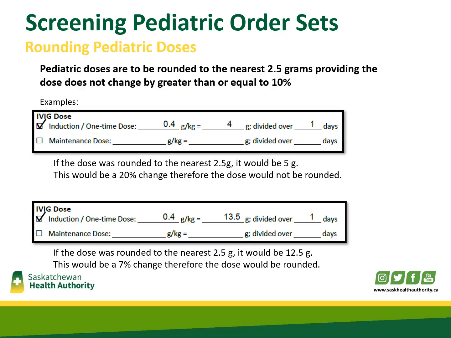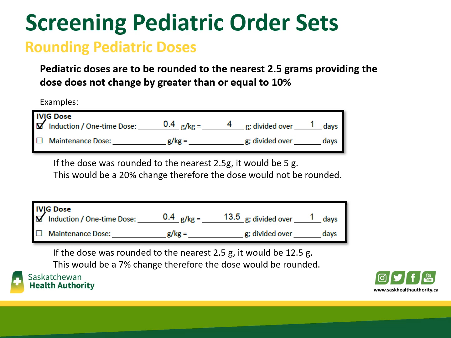So rounding pediatric doses is slightly different than rounding when it comes to adults. Pediatric doses are to be rounded to the nearest 2.5 grams, providing the dose does not change by greater than or equal to 10%. So just some really simple examples. There's an induction order, it equals 4 grams. If that dose were to be rounded to the nearest 2.5, it would be rounded to 5, but this would be a 20% change. So therefore we would not round this dose.